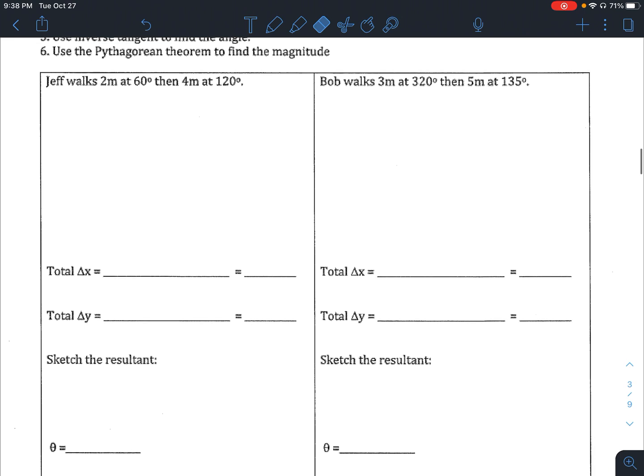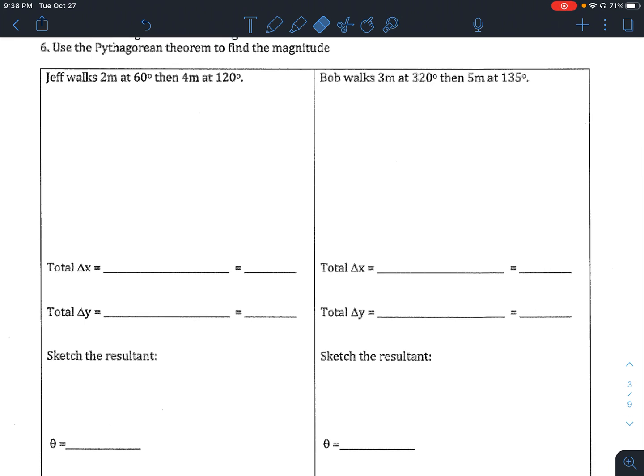So here we have Jeff walks 2 meters at 60 degrees and then 4 meters at 120. Do not draw the following. This is what sometimes in pre-calc or calc, or I'm not sure the math class that you'd learn this in, so you would draw the 2 meters at 60, and then the 4 meters at 120. That kind of looks like this.